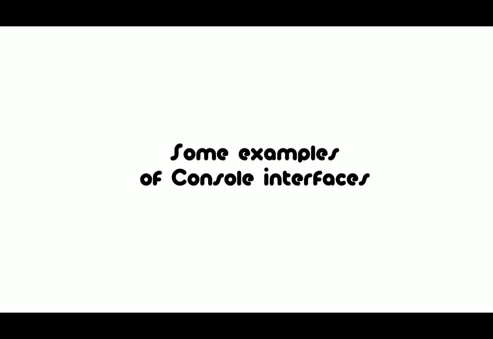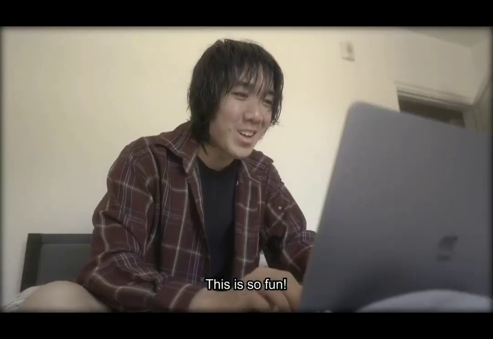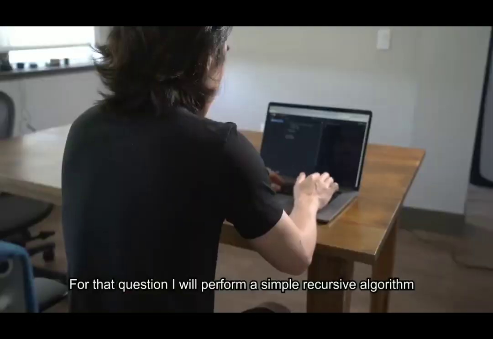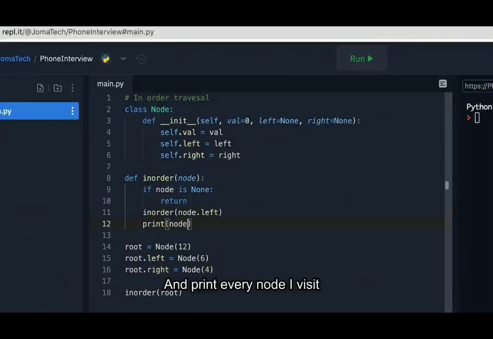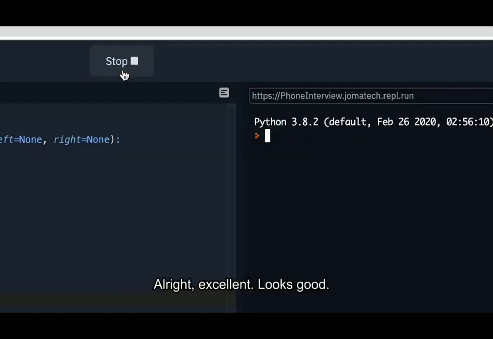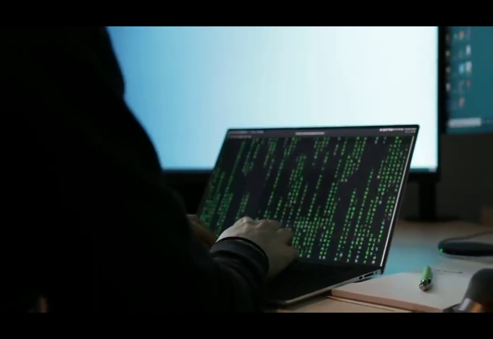Examples. Some examples of console interfaces include Command Prompt in Windows, Terminal in Mac OS, and Bash Shell in Linux. Pros. Console interfaces are generally faster and more efficient than GUIs, especially for repetitive tasks. Console interfaces often have more powerful scripting capabilities than GUIs, making them ideal for automation and batch processing. Console interfaces can be used remotely, making them ideal for system administration tasks.